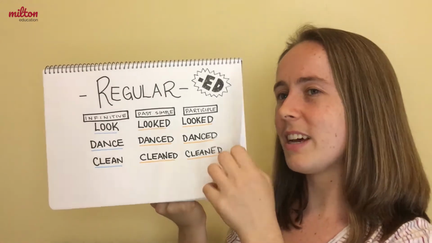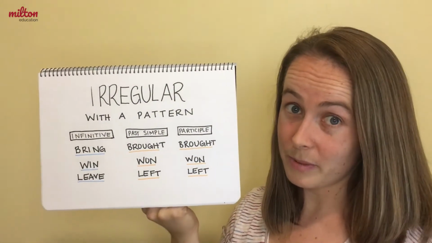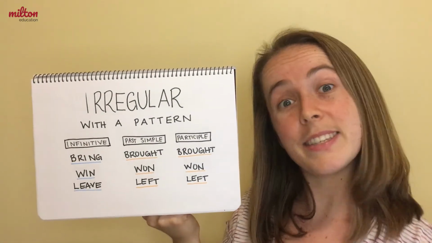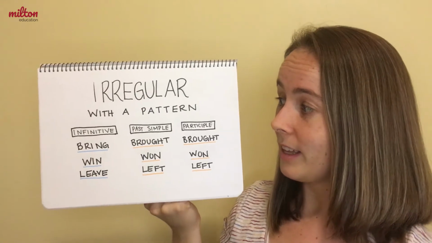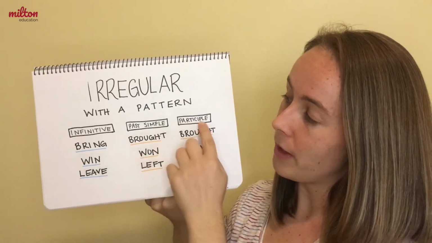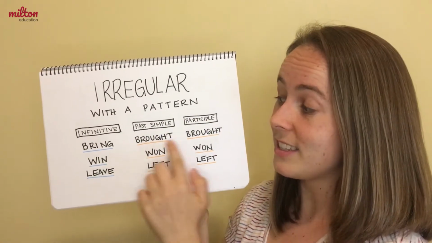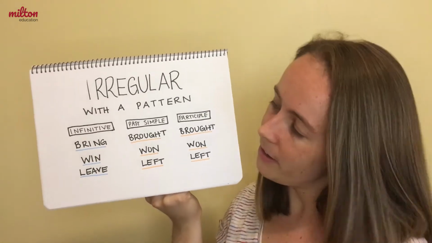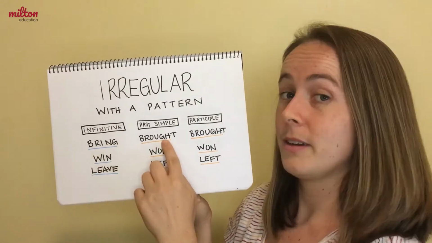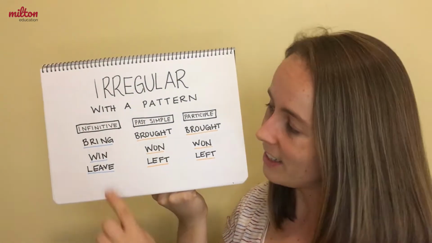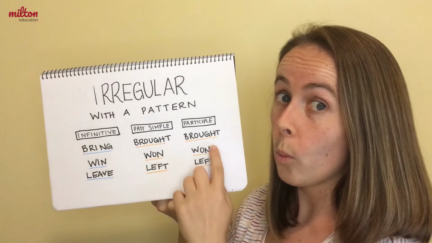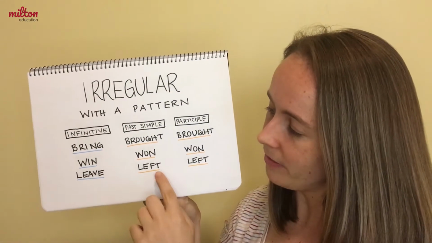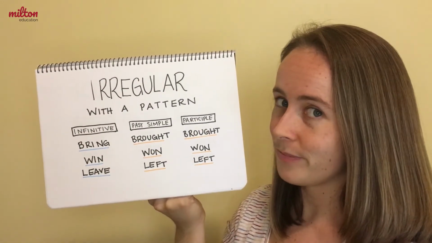Then there are some irregular verbs, but they follow a similar pattern. This is when the past simple and the participle are still the same, but they don't add ed. For example, like bring, brought, brought. Win, won, won. Leave, left, left.